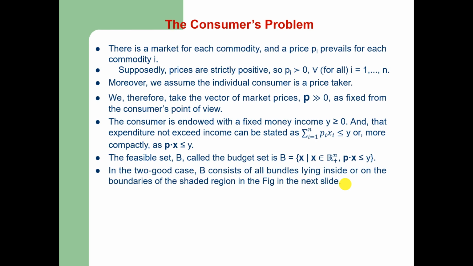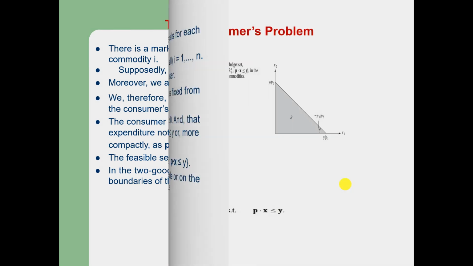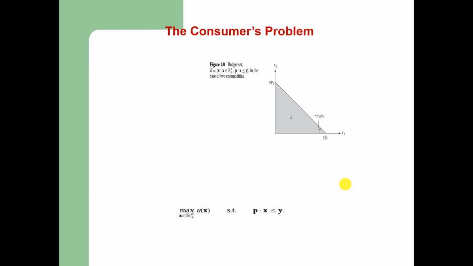In a two good world, B consists of all bundles lying inside or on the boundaries of the shaded region in the figure in the next slide. So it means that the feasible set is either inside this budget line or on this boundary. So all this shaded area represents the budget set or the feasible set, which is given by this formula.